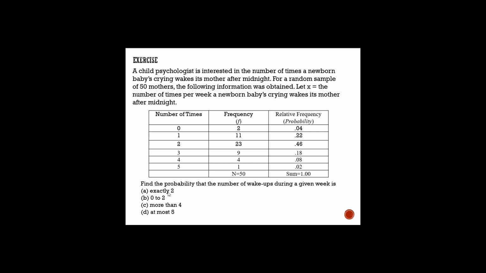Now, let's go back and look at these answers. Again, exactly 2 would be a probability of 0.46. 0 to 2 would be 0.04 plus 0.22 plus 0.46, and I came out with 0.72 when I added those 3 numbers together. More than 4 is an interesting question. Well, the only category that's more than 4 is 5, so it would be 0.02. And D, at most 5, means 5 is the most, but anything below 5 would be included. Well, that's everything, so the total of all of them is what it would be, which is the number 1.